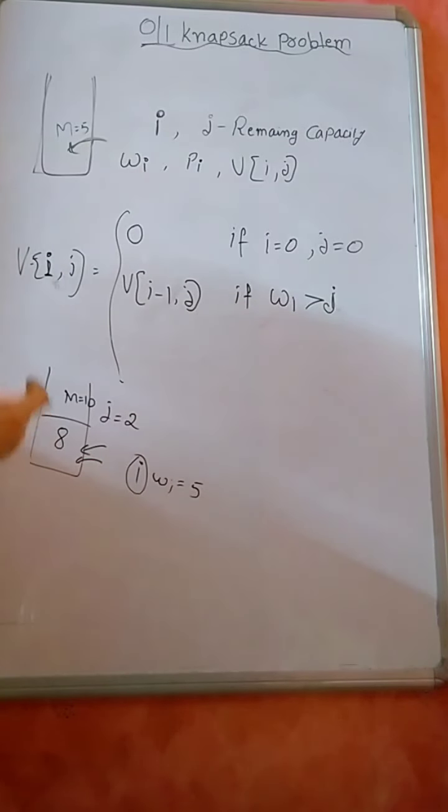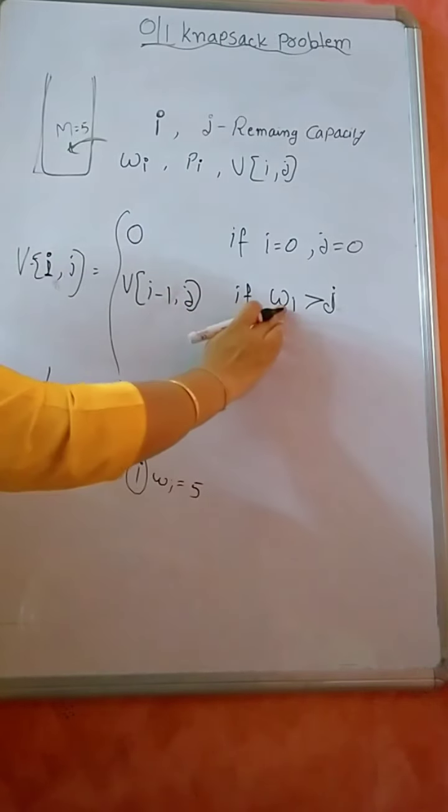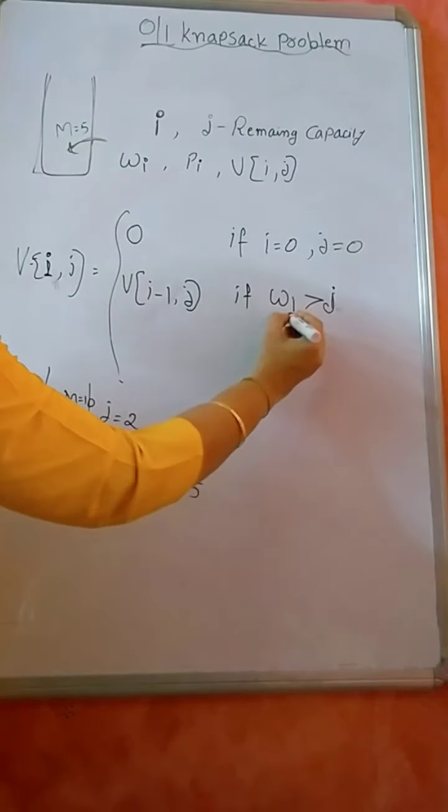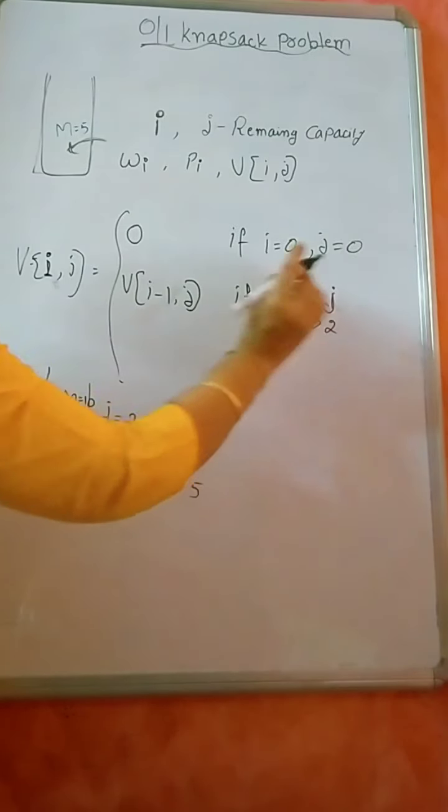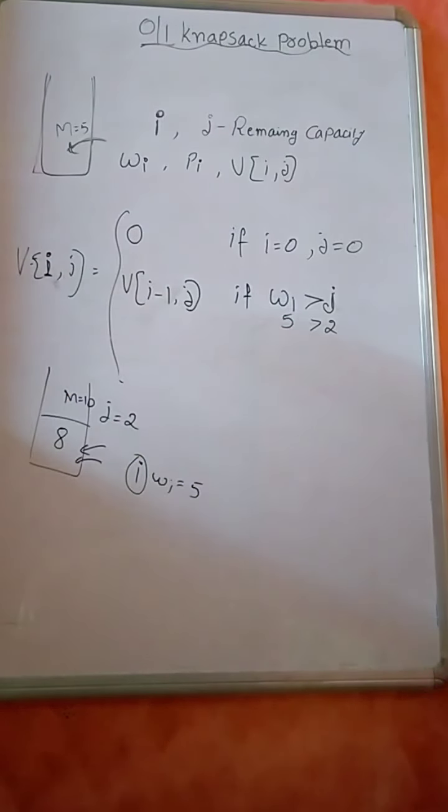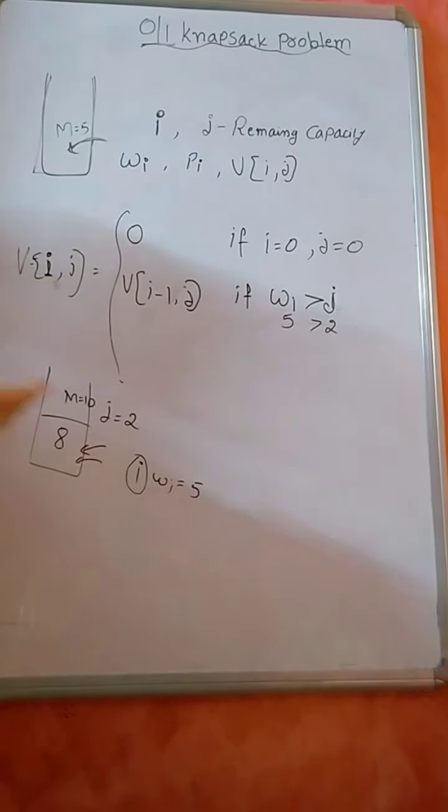Why? Because the object weight is more than the remaining capacity. Wi is 5, this is 2. So the object weight is more than the remaining capacity. That means what? I am rejecting the object. I am not selecting it and putting it into the knapsack. I am directly rejecting that particular object. So when I am rejecting that particular object, then what is the profit? It is nothing but the previous profit only, whichever I had before selecting.